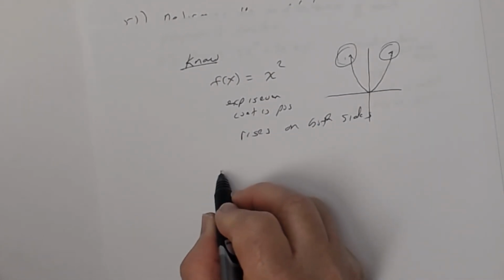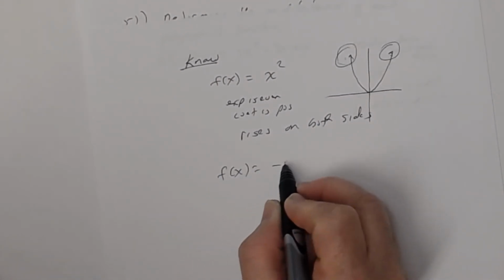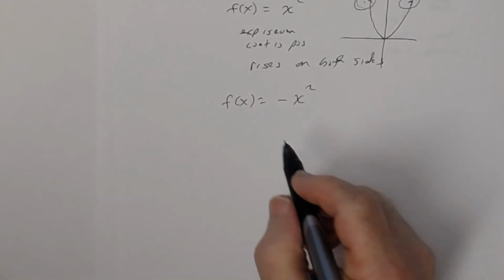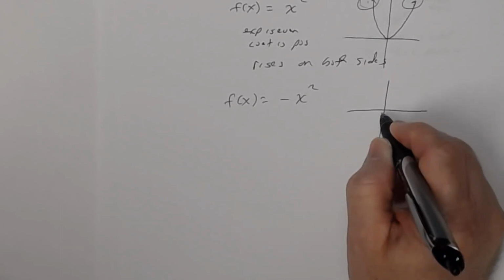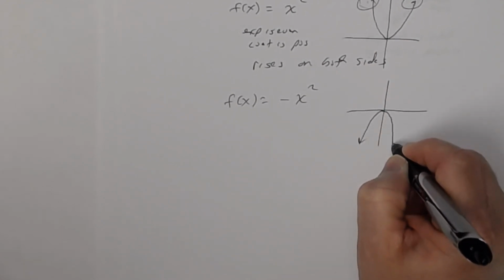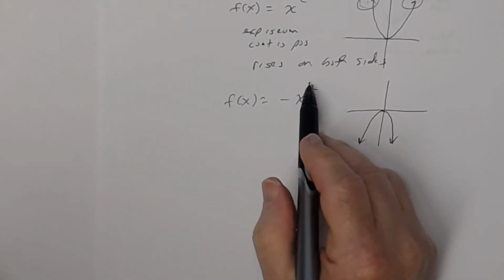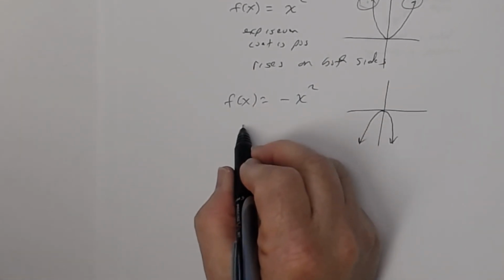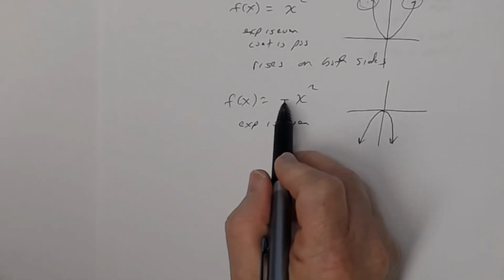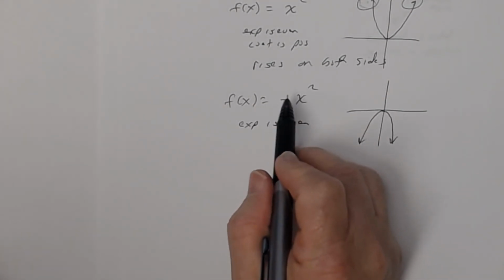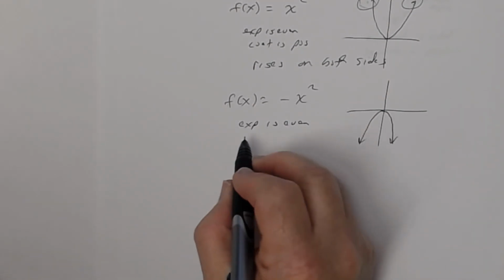Okay? The other thing you want to remember is this one. f of x equals negative x squared. And remember that negative is a reflection about the x-axis. So it will look something like this. Notice the degree is even, so the exponent is even. This time, though, the leading coefficient is negative. In this case, it's a negative 1.